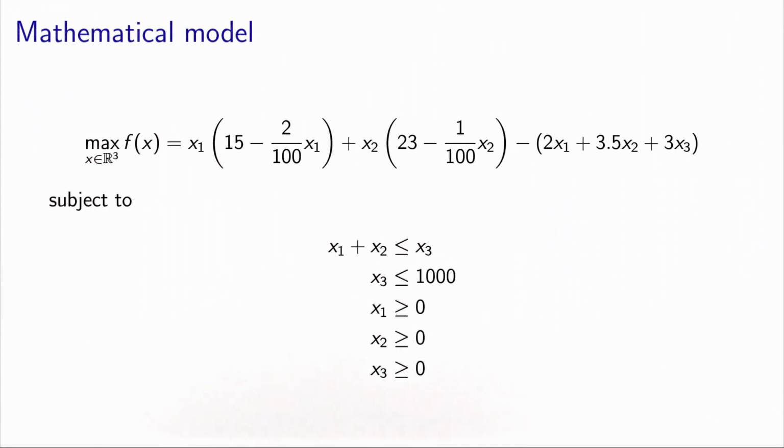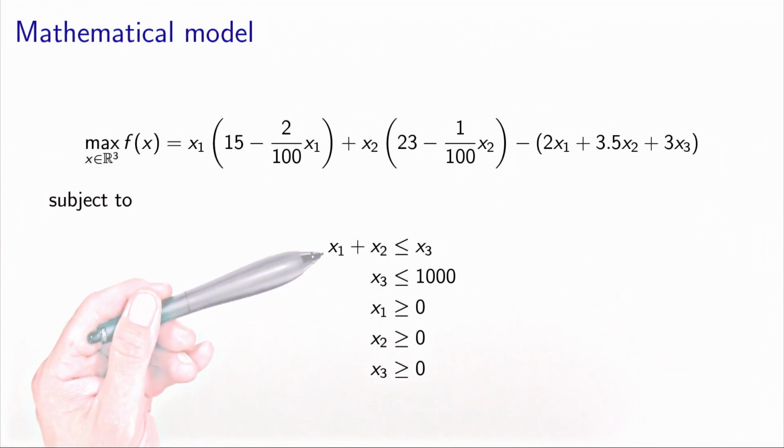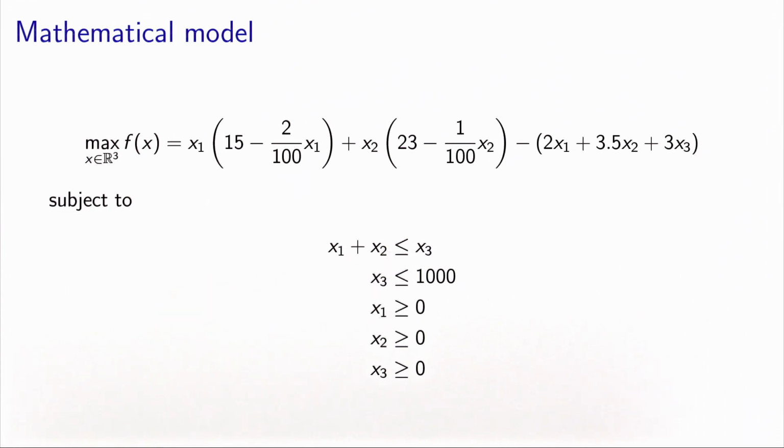So when we put everything together, we obtain the mathematical model for the optimization problem. We want to maximize the function f(x), where x is the decision variables, which belongs to R^3. The objective function is defined as we have seen, which is the revenue minus the cost. And this is subject to the list of constraints that we have identified. The number of liters of wine cannot exceed the number of kilos of grapes. The number of kilos of grapes cannot exceed 1 ton. And each decision variable must be non-negative.